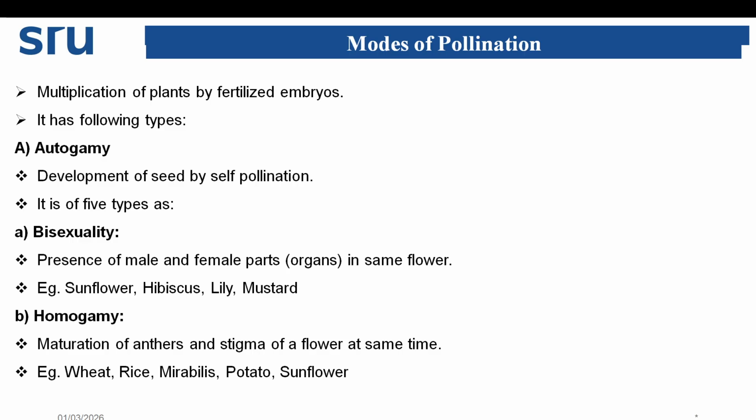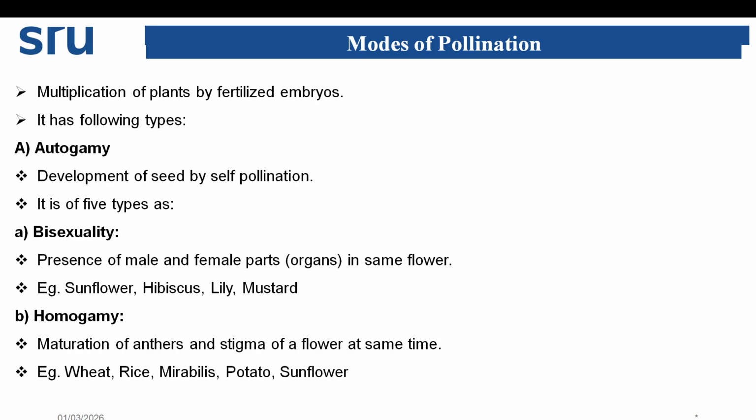Now we will see some mechanisms which will promote self-pollination, or you can say which will promote autogamy. In that, first is bisexuality. We have already seen that bisexuality means presence of male and female organs in the same flower. For example, sunflower, hibiscus, lily and mustard. Then the second mechanism is homogamy.